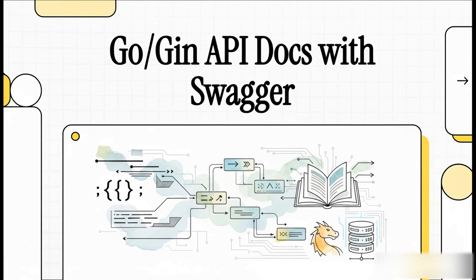All right, let's talk about something that's, well, a bit of a headache for most of us developers: API documentation. Today we're going to see how you can create some really powerful interactive API docs. And here's the best part: directly from your Go code when you're using the Gin framework.